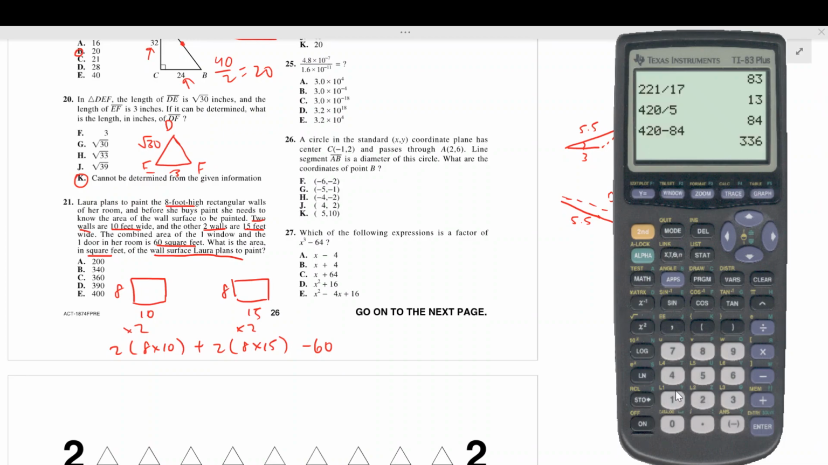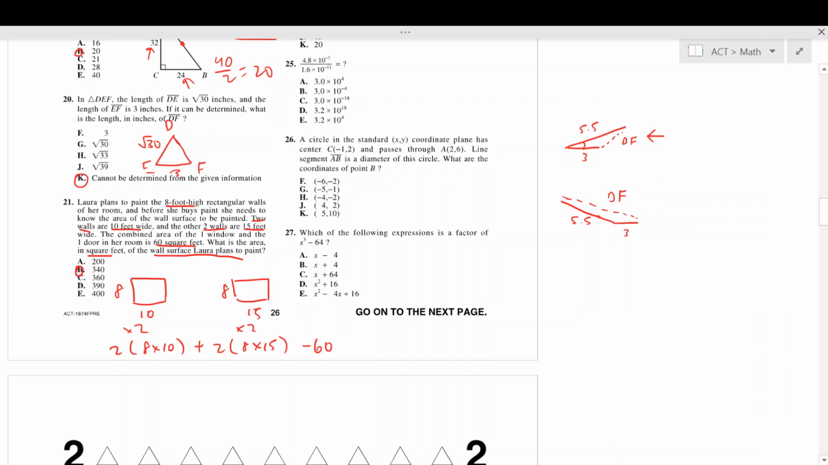2 times 8 times 10, that will be 2 times 80, so I already know that's 160. And I can't think what 8 times 15 is, so I'm just going to enter that in my calculator. And then minus 60. That's 340 square feet that she needs to paint.